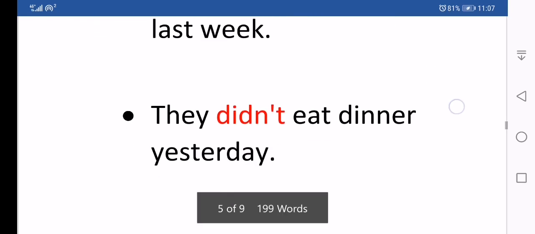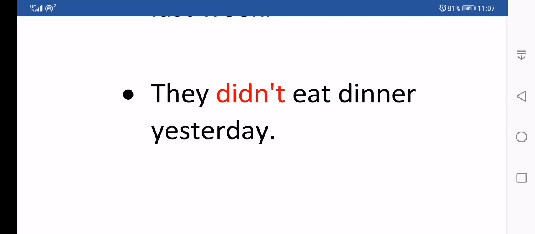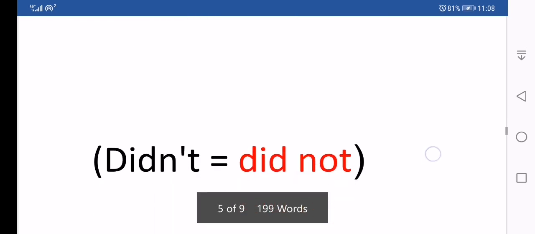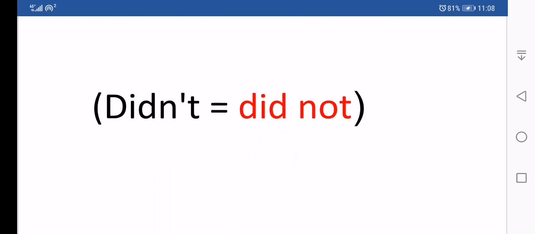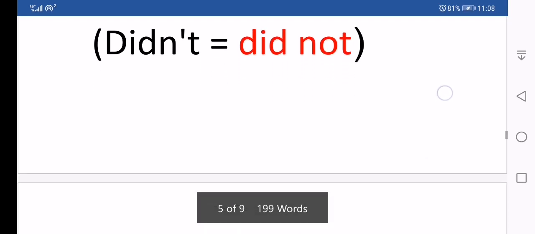The second example, they didn't eat dinner yesterday. So as you can see, we have the subject plus the helping verb in the negative plus the base form of the main verb. They didn't eat dinner yesterday. Didn't equals did not. So didn't is a contracted form of did not.